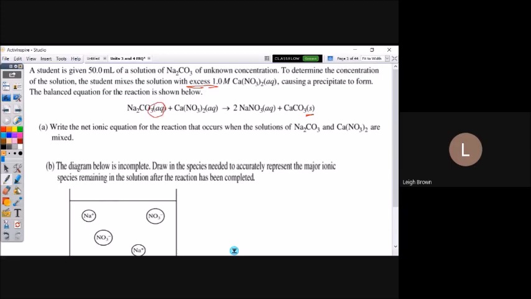When you see AQ, I would circle those. Anything in this reaction that's AQ, unless it's a weak acid, which we'll talk about later, or a weak base, we're going to split it up into ions. Okay, so splitting this up, I'm just going to go through this one pretty specifically, what I would be thinking to get my answer. Okay, I've got 2 sodium ions.